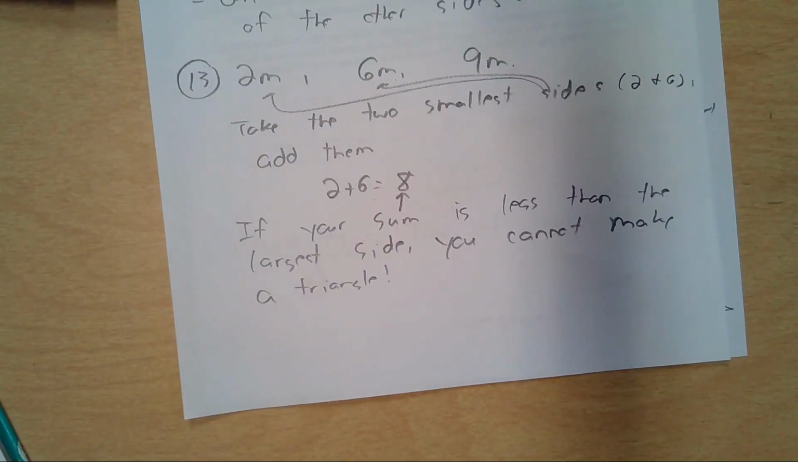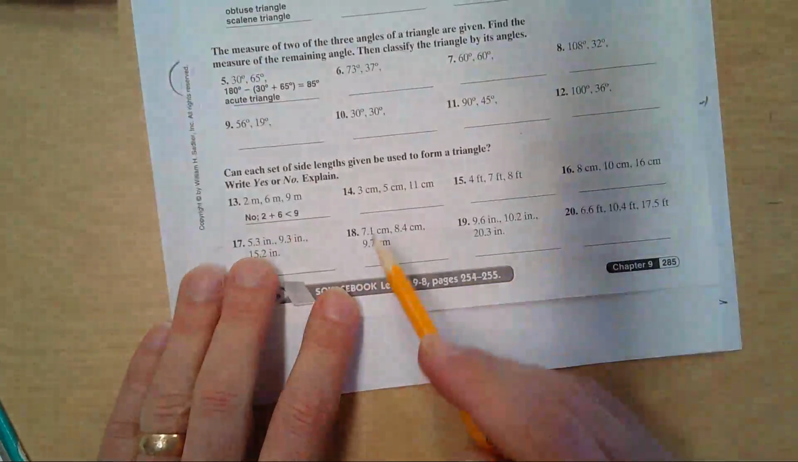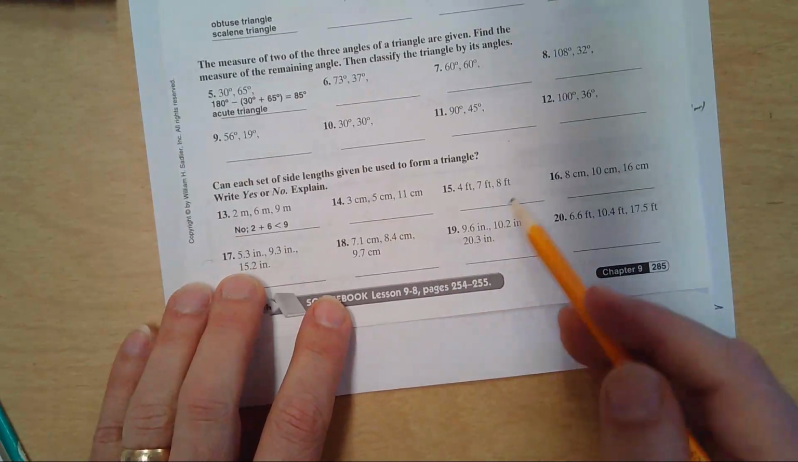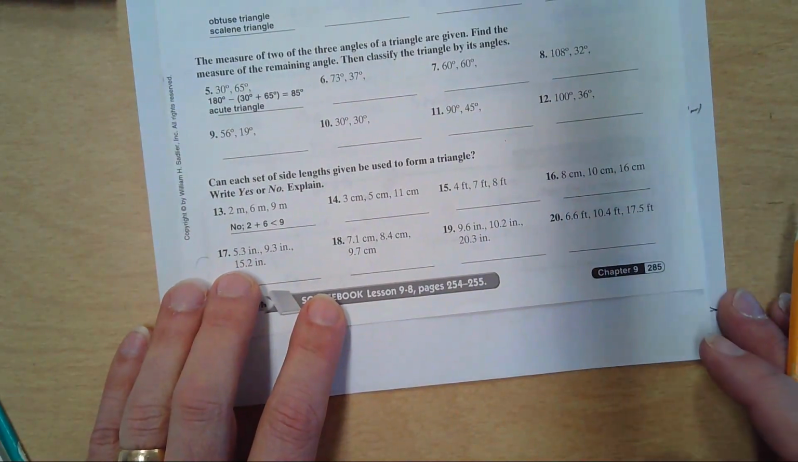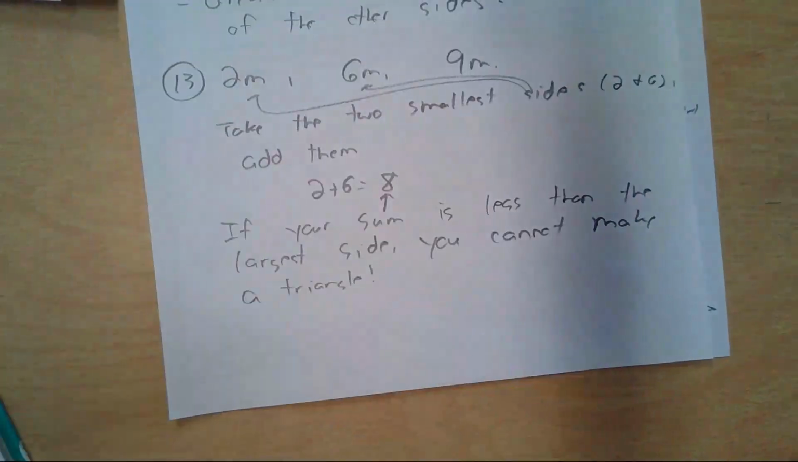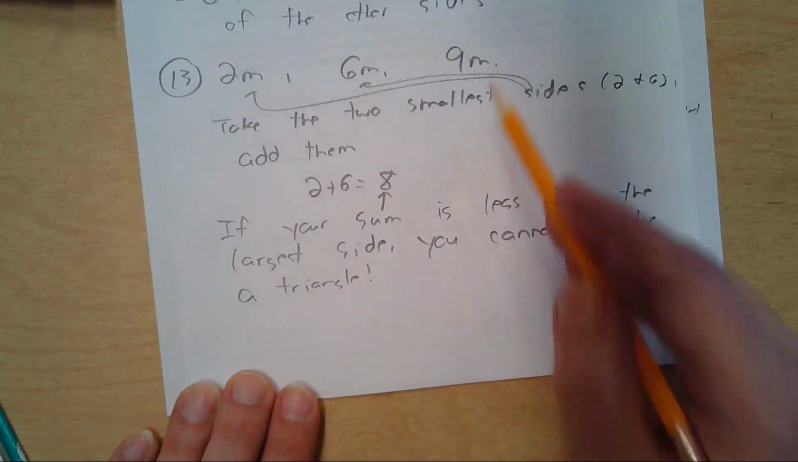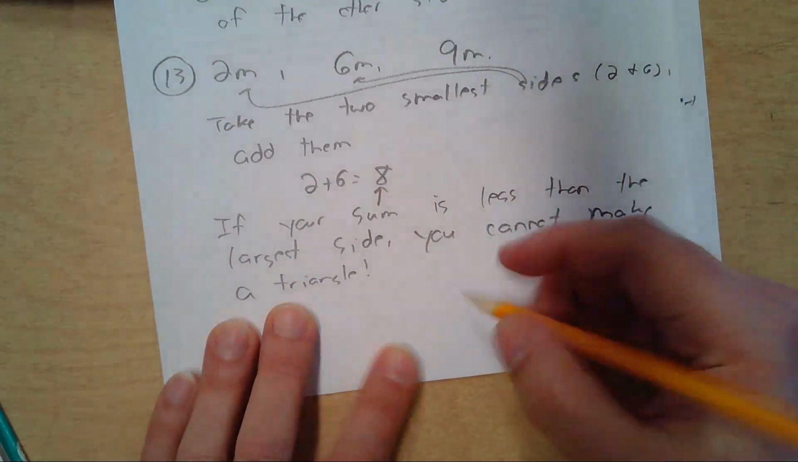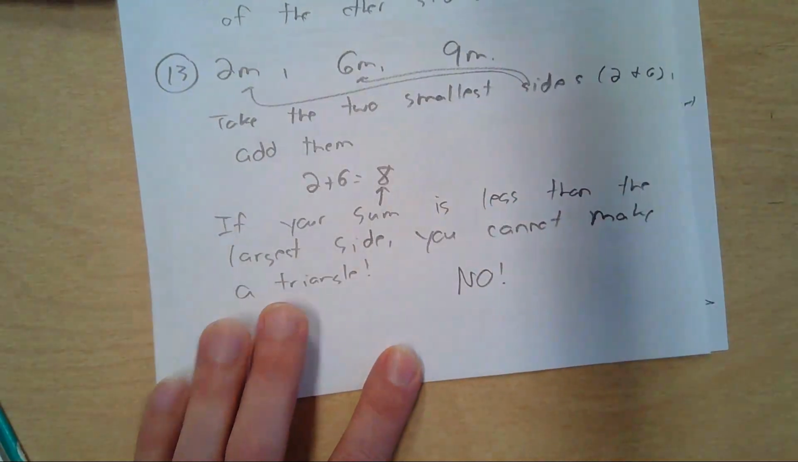So when you see these three measurements, what you're going to want to do is find the two that are the smallest. Whatever it would be. Number 14: 3 and 5, I'll add them up. 4 and 7, I'll add them up. 8 and 10, I'll add them up. When you add up those two numbers, if you get an answer that's less than the largest side, you cannot make a triangle. This one's going to be no, I can't make a triangle.